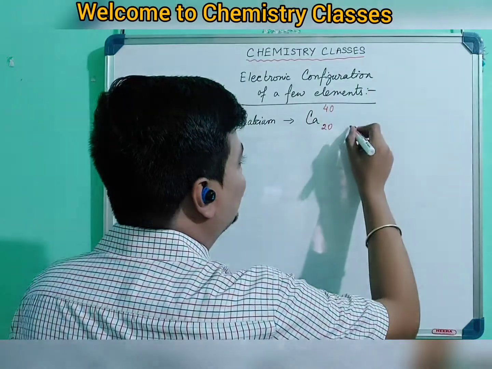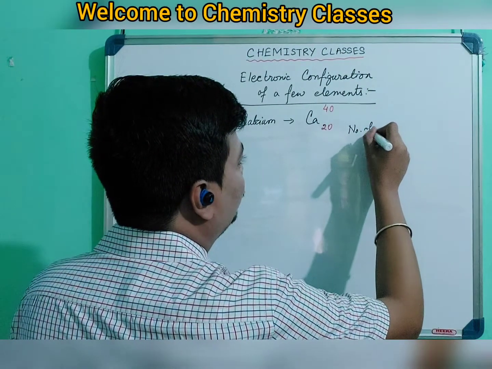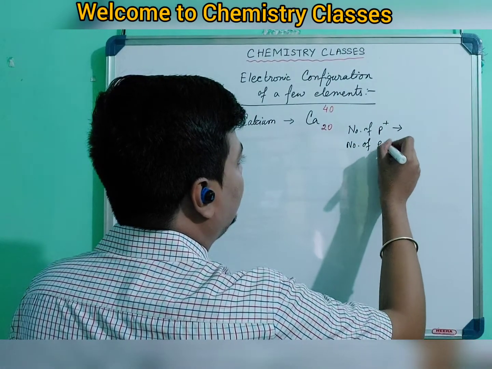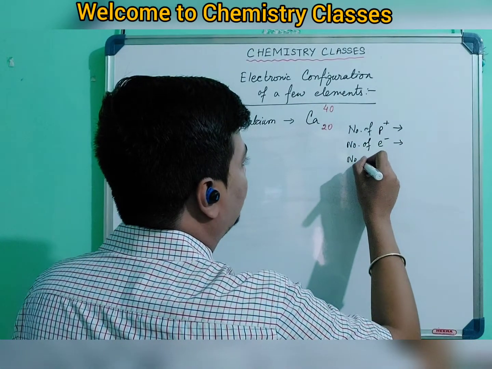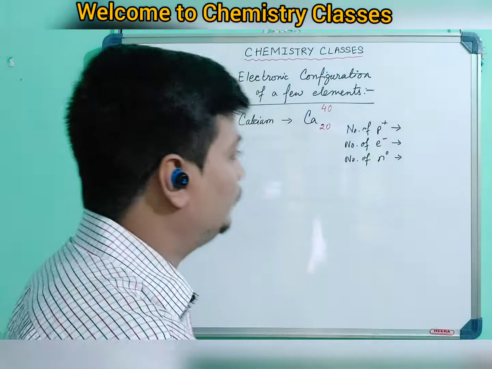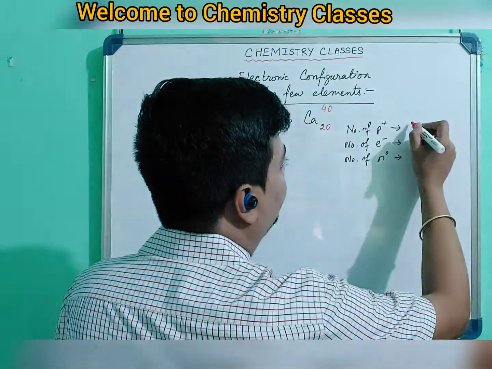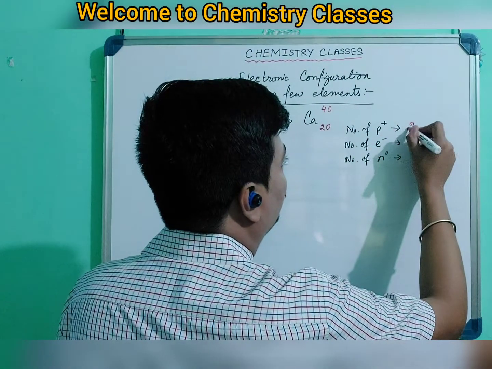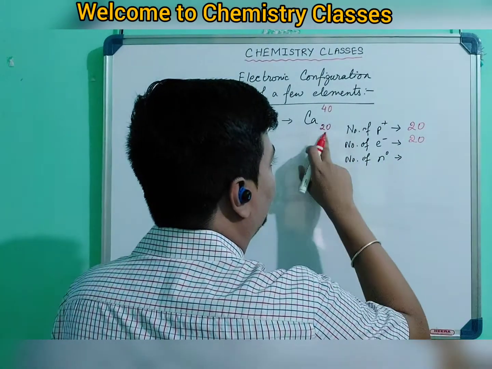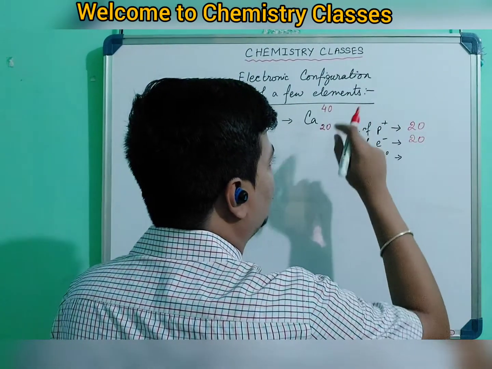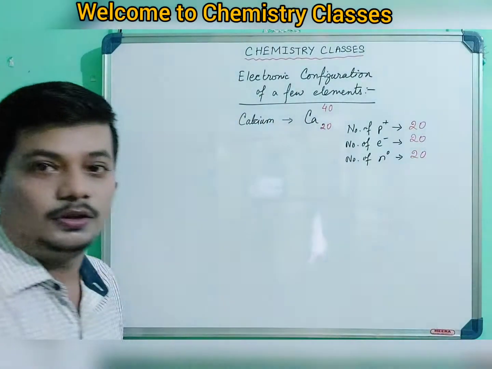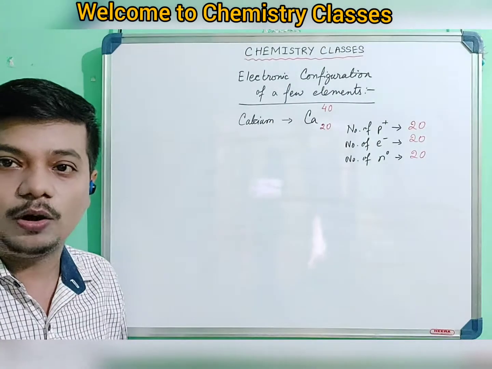Yes, it will be. So let me write down the number of P positive, number of E minus, and number of neutrons. Okay, so now that I have written all of them, I will be writing the numbers. Number of protons will be 20, because atomic number is 20, number of electrons will be 20, because atomic number is 20, and number of neutrons will be mass number minus atomic number, that is 20. Okay, so here I have written all my data.